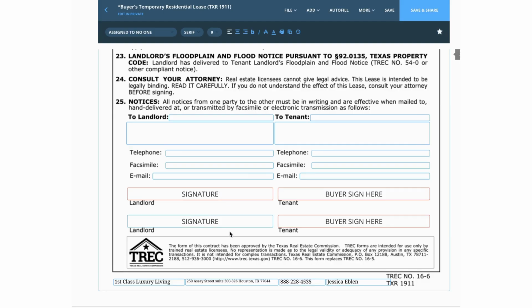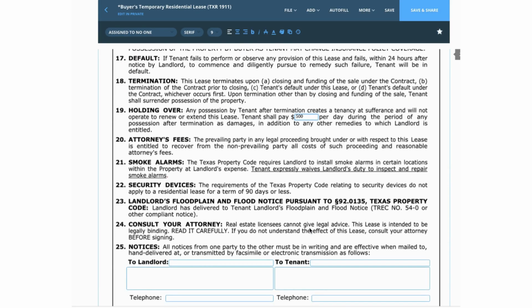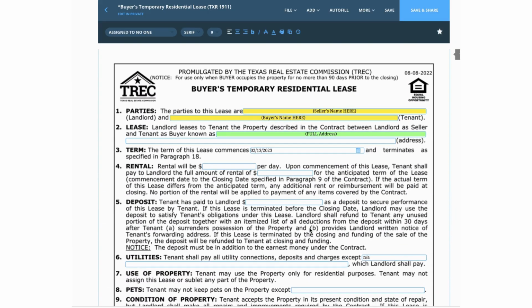The very bottom, landlord's going to sign, tenant's going to sign. But that is it for the buyer's temporary residential lease form. If you have any questions, let me know.